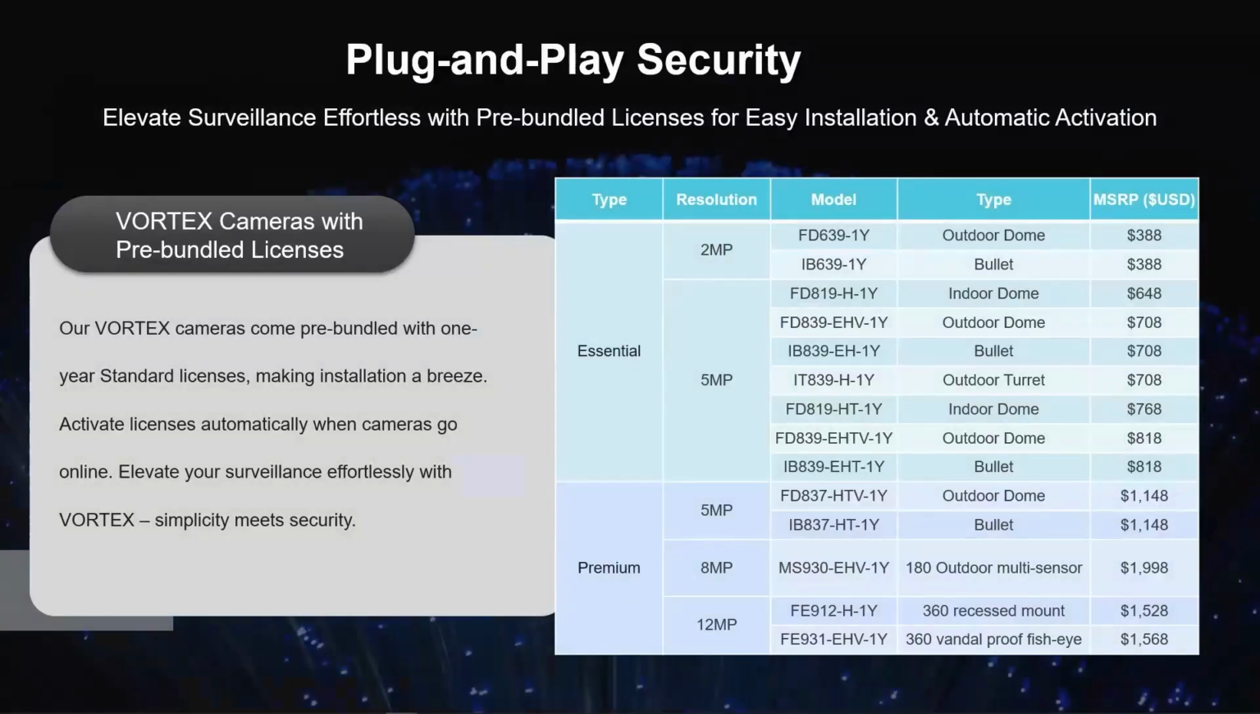Our Vortex cameras, like I've told you before, are very easy to install, and this starts from the time that you grab them off the shelf at your favorite distributors. So we made the installation a true plug-and-play solution with our Vortex cameras that come with pre-bundled licenses. All of the different cameras that Vortex provides have the option to come pre-licensed with a 1 year standard license. So make sure that you're grabbing the cameras that have a 1Y after the model number and make your installation a breeze. With these cameras, the standard license automatically activates once the cameras go online.